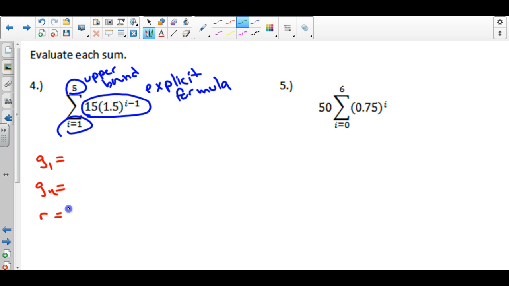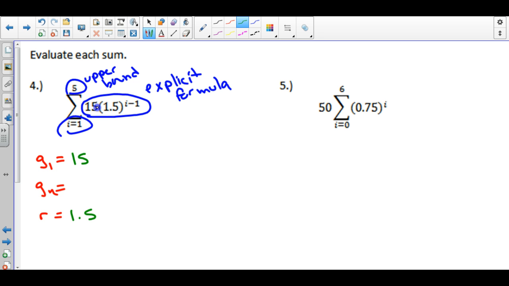My common ratio is 1.5. I know that my first term is going to be 15. If you don't believe me, just substitute a value of 1 in for i. You'll get 1 minus 1, which is 0. Anything to the 0 power is 1, and you take that whole chunk and multiply it by 15, you're going to get a first term of 15.